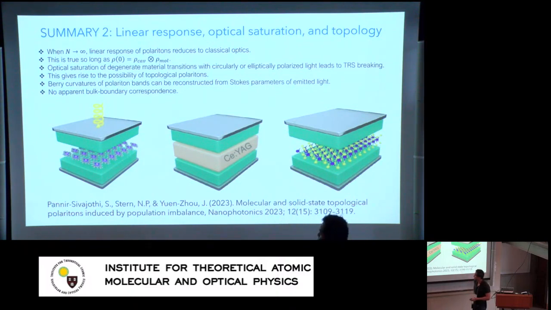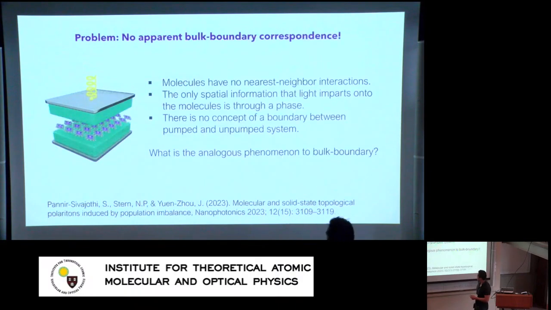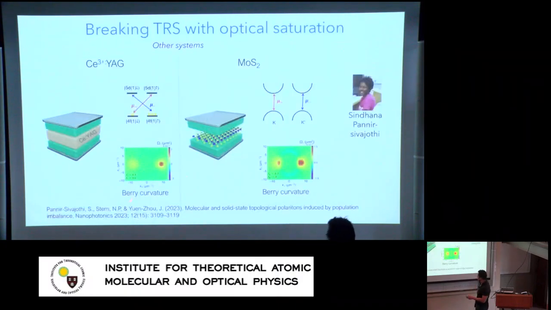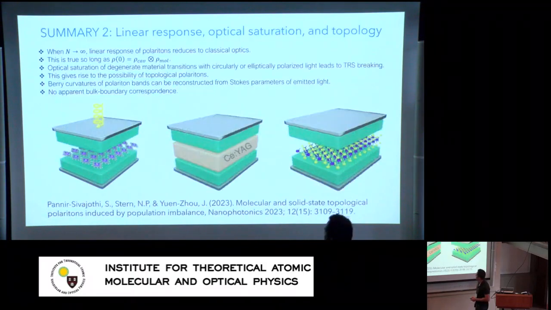And this is true when you are in the thermodynamic limit, but in many of these experiments at short times, this is what's happening. And then you can exploit these optical saturation effects to give rise to topological polaritons, but there is this lacking bulk boundary correspondence that I don't know where it's hiding. Okay, so this is work done by Sinana Panir-Sivajyoti, and this is in Photomech now.